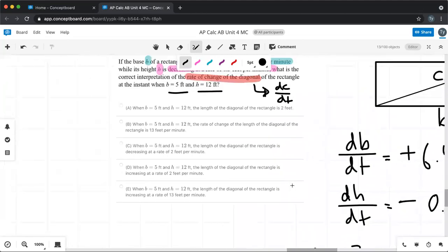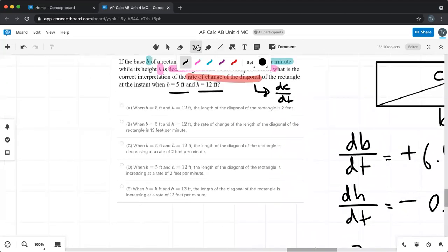All right, so we need to write plus 2 feet per minute in terms of a sentence. So let's look at them one by one. When B is 5 feet and H is 12 feet, the length of the diagonal of a rectangle is 2 feet. Now this one's tempting. We see the right number. It's positive. But this is dealing with the length of the diagonal. That was not what we were asked to find. We were asked to find the rate of change of the diagonal, which necessarily has feet per some amount of time, or distance per time. Emphasis on the per time bit for a rate of change for a related rates problem. So A is trying to trick you.